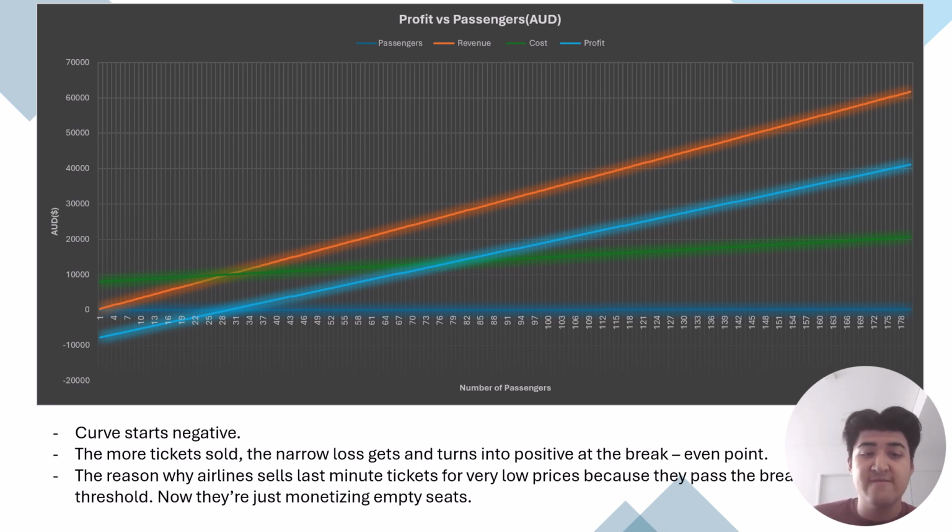This is why you sometimes see airlines selling last minute tickets for surprisingly low prices. It's not because the airline is desperate, it's because they've already passed the break even threshold. And at that point, even heavily discounted seats are profitable since the only cost remaining is variable, and that's far lower than the ticket price. In other words, they're monetizing empty seats that would have otherwise flown unused.